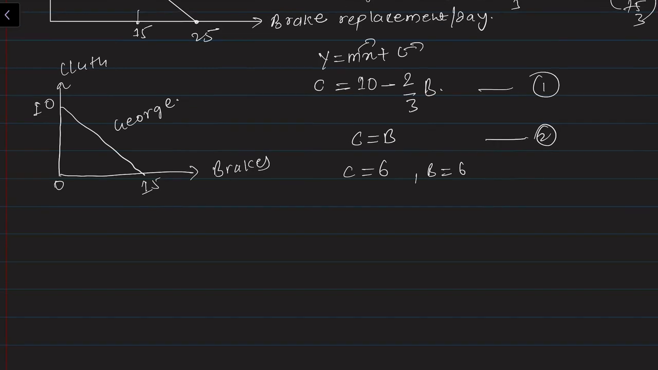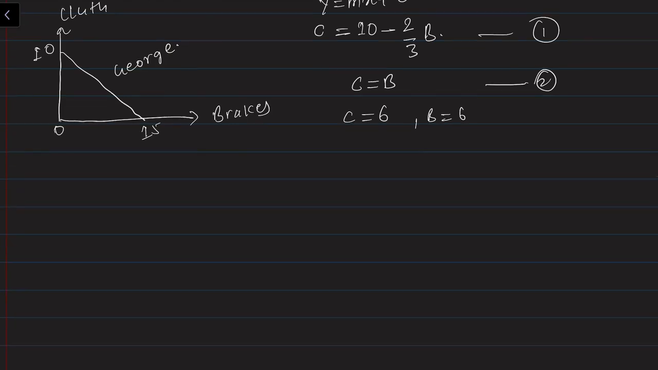Now let's consider Tom, if he does not specialize. Let's draw the individual PPC for Tom. Again, on the horizontal axis we have brake replacement per day, and on the vertical axis we have clutch replacement per day.